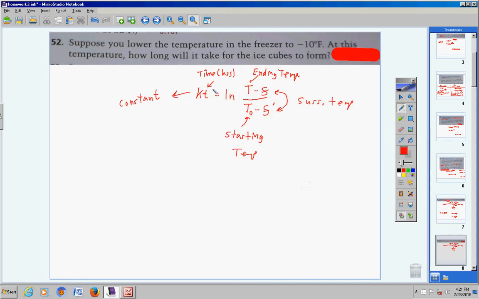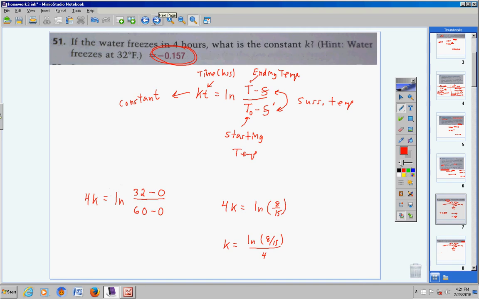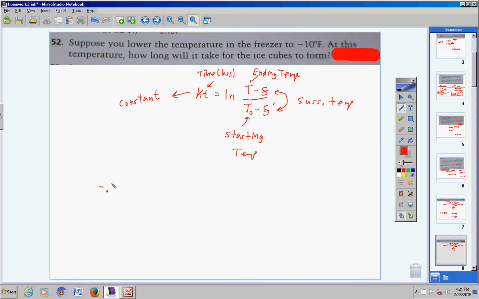Well, first of all, for K, I now have a number. It's negative 0.157. So there's my K. We're looking for T because it says how long will it take. So we're looking for T equals natural logarithm of, okay, here we go now.